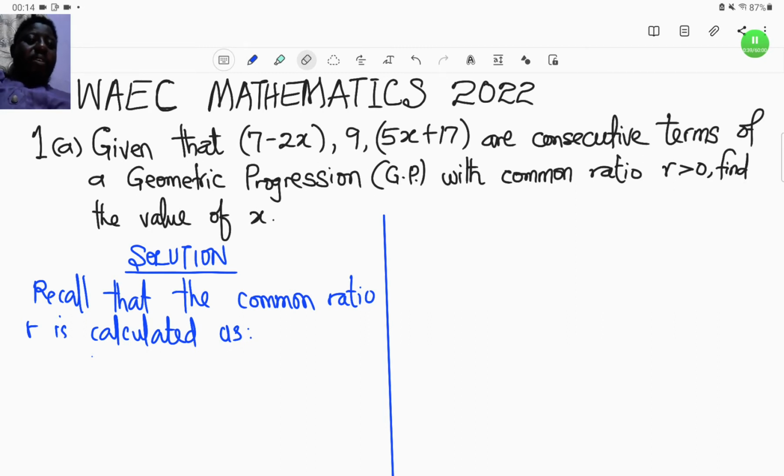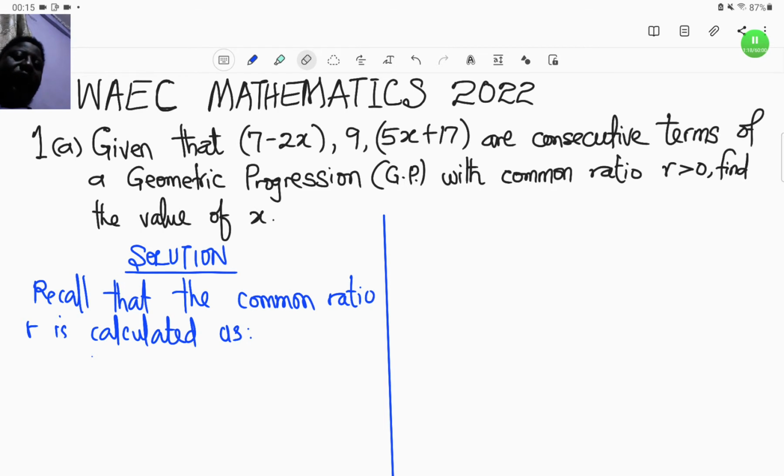Given that (7 minus 2x, 9, 5x plus 17) are consecutive terms of a geometric progression, GP, with common ratio r greater than 0. That is, r is a positive number. Find the value of x. We have to find the value of x. How do we go about it? We go about it thus.